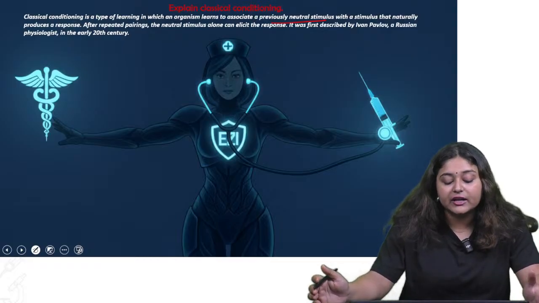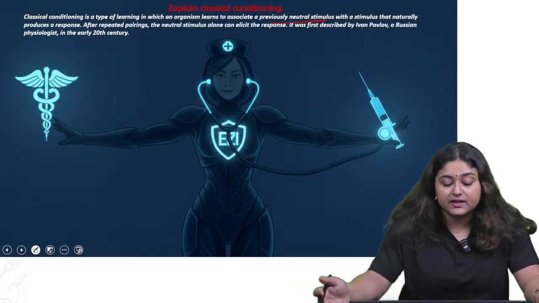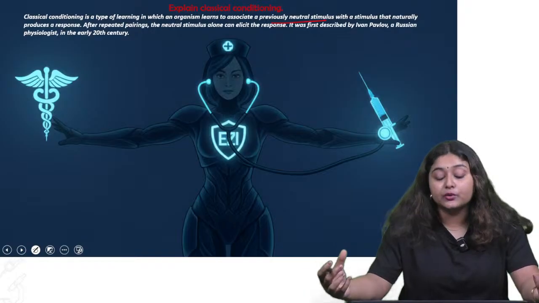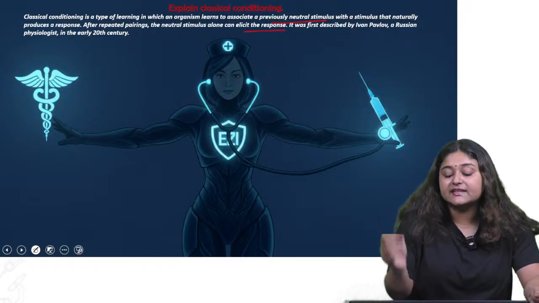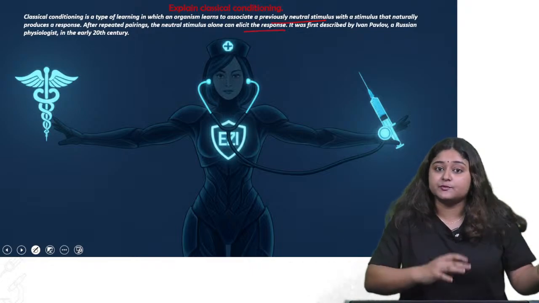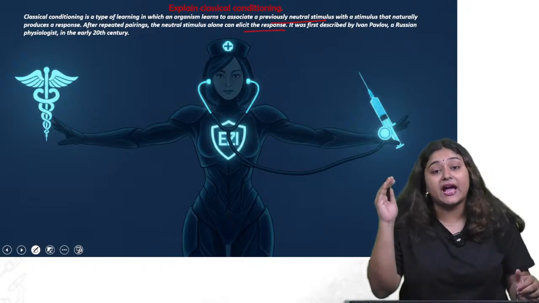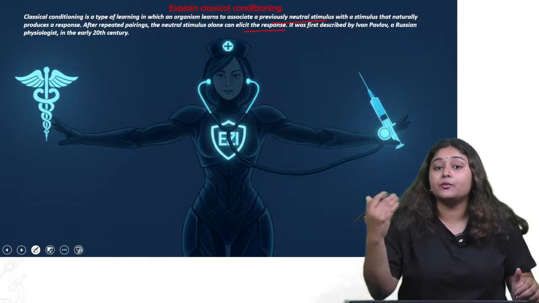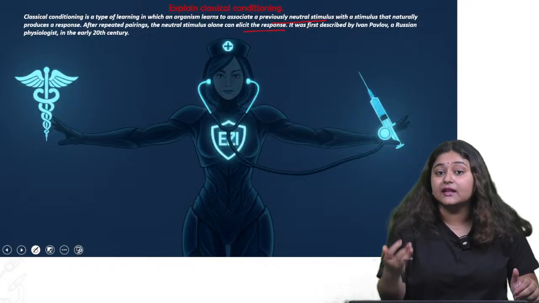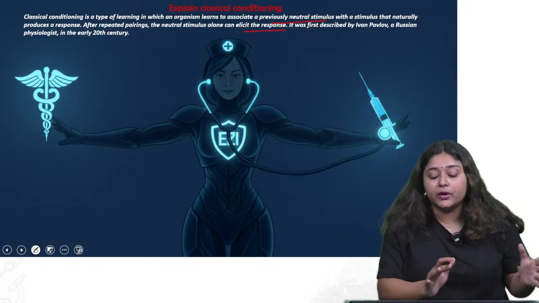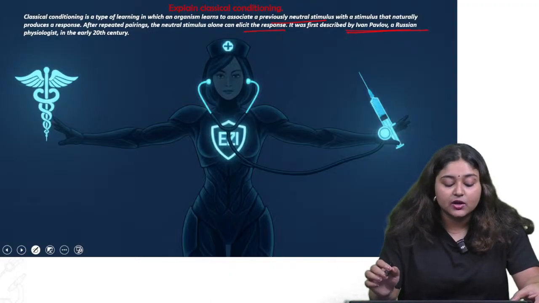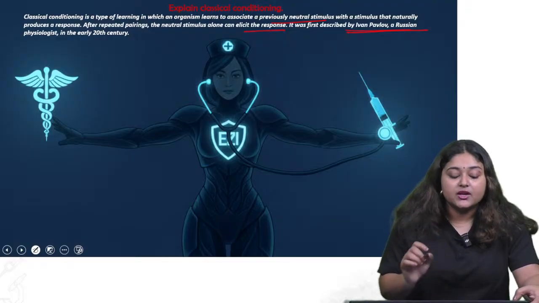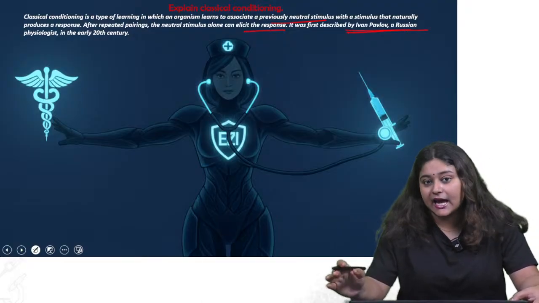After repeated pairings, the neutral stimulus alone can elicit the response. That means even without the original stimulus, your nervous system will give you a signal that this is the time for a particular action. It was first described by Ivan Pavlov, a Russian physiologist, in the early 20th century. The experiment was done with a dog.